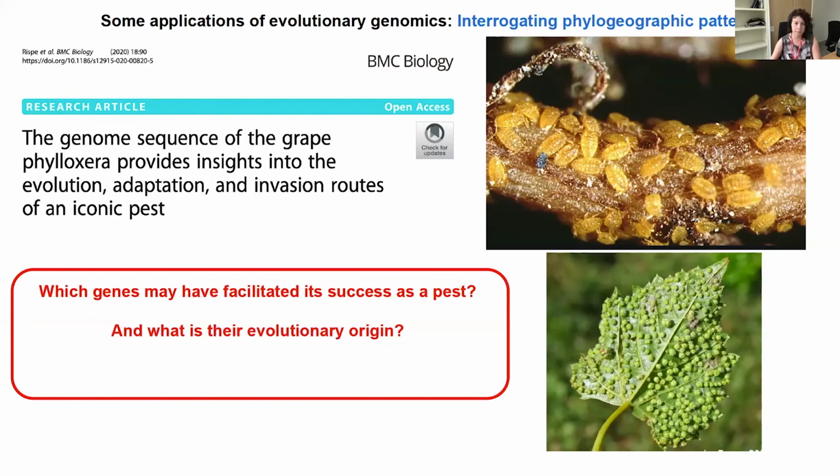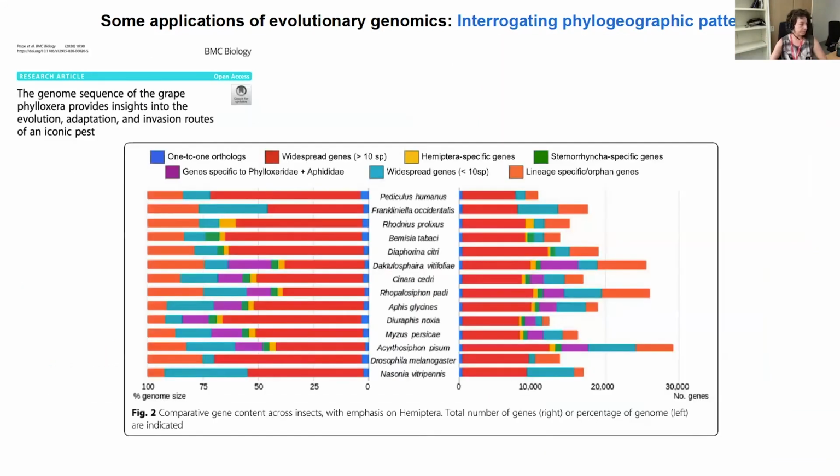We wanted to learn about the genes that they had. Were they all genes? Did they have a huge percentage of species-specific genes, etc.? And lastly, we also wanted to learn about the invasion routes, because we knew that the great phylloxera originated in Northern America, and then it conquered Europe. So we wanted to understand a little bit about the origin, combining the genome with population genomics.